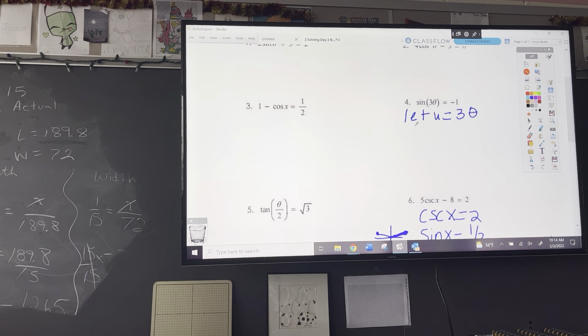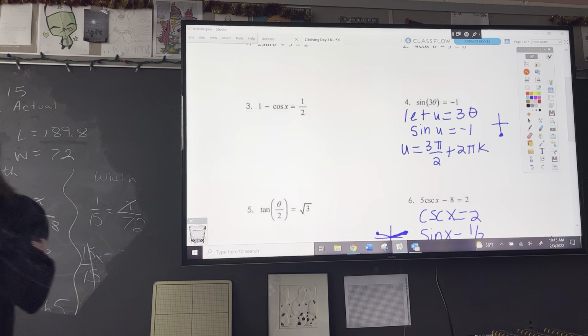So the sine of u equals -1. Well, where is that? That's at 3 pi over 2. So u equals 3 pi over 2. That is messy. Let me try that again. 3 pi over 2 plus 2 pi k.